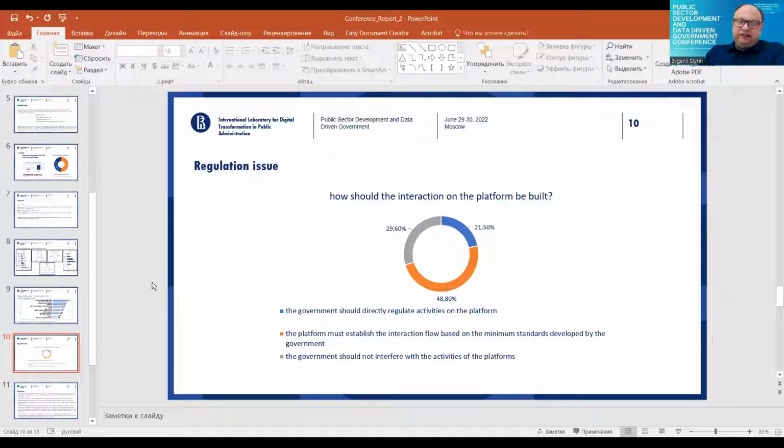So this is also a quite interesting result, saying that the government still has a lot of work to do, and probably there is a request from labor platform users for a more distinct role from government and to establish minimal guarantees.